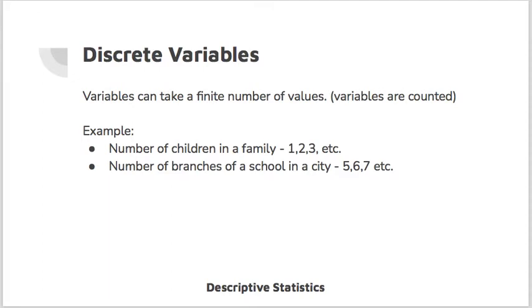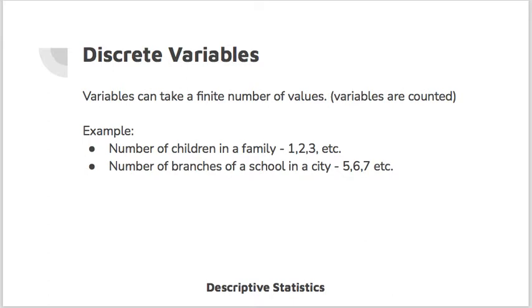So variables are counted, and that too in a discrete range. This is the way to address the discrete variables. We want to record data; for example, we can't say the number of children in a family is 1.5. It's not possible, no, 2.5.